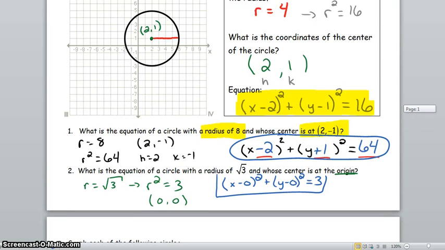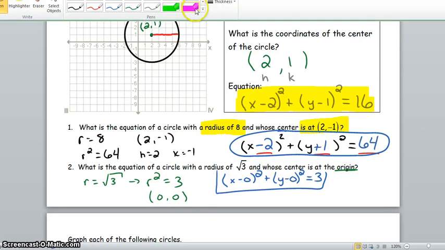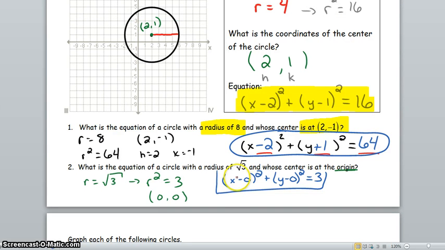However, you will often see it written in a slightly different way. X minus 0 is just x, so we don't need the minus 0. So we can write this as just x squared plus y squared equals 3. Either way, I will accept, but you need to be able to recognize that when there is no adding or subtracting to your x term or to your y term, or to both, that coordinate is a 0.